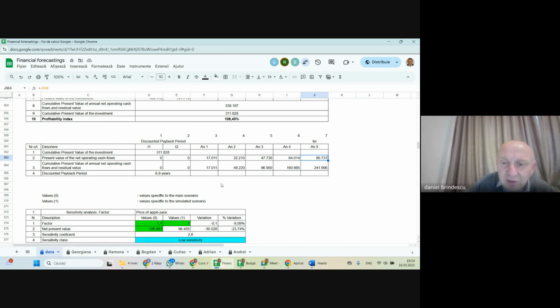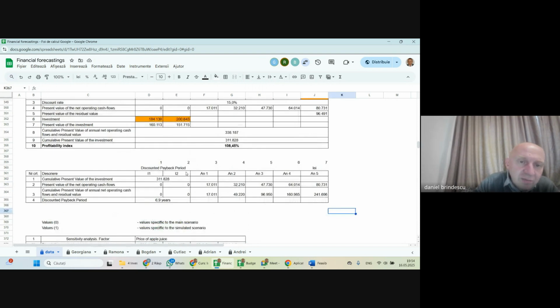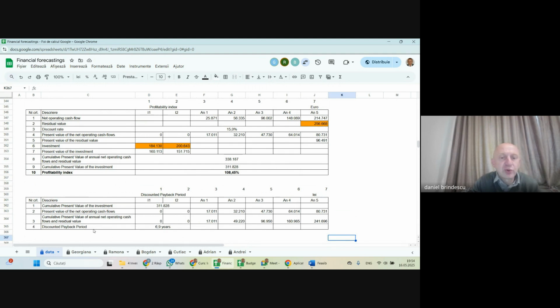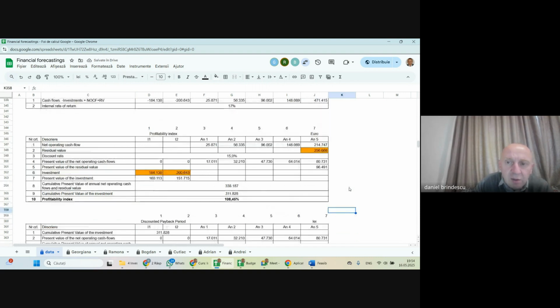So in my case, it's 6.9 years payback period from the discounted cash flows. So these are the 4 indicators that I want you to use to evaluate the financial feasibility of your investments.